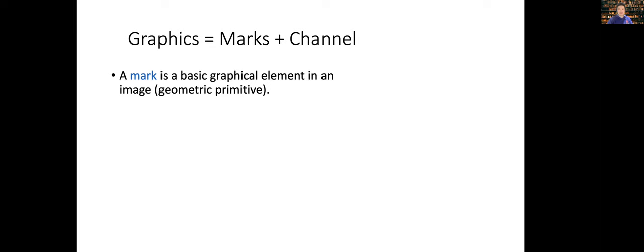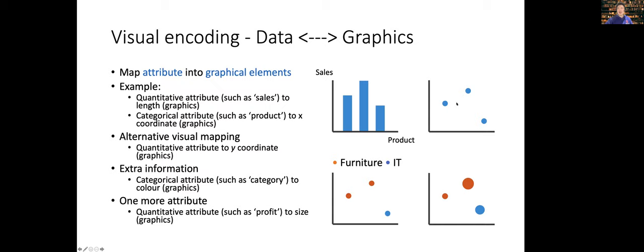And in this previous example, the marks, we can call them the bars or the dots, or in this case, circles. These are the marks. Because we only have 3 products, we have 3 bars or 3 marks. You can change the channel, but the number of marks doesn't change because it's always the number of products.